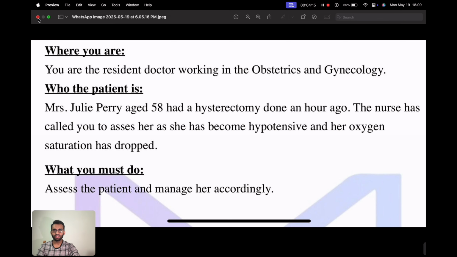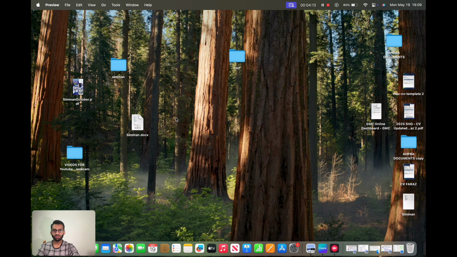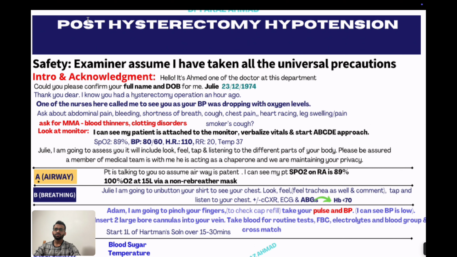So in this type of scenario, you will simply go and examine the patient. This is a post-hysterectomy hypotension. As I told you in the previous station, when you enter the room, you do the safety netting to the examiner: assume I have taken all the universal precautions. Then you will introduce yourself and acknowledge the patient: hello, it's Ahmad, one of the doctors here in this department. Could you please confirm your full name and date of birth? The patient will say Julie, and give her date of birth, and then you will thank the patient.